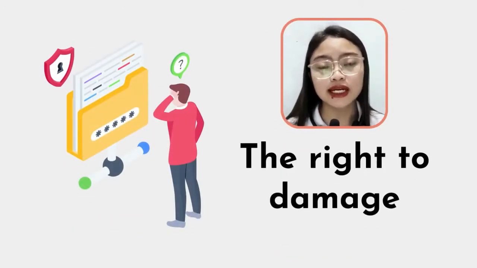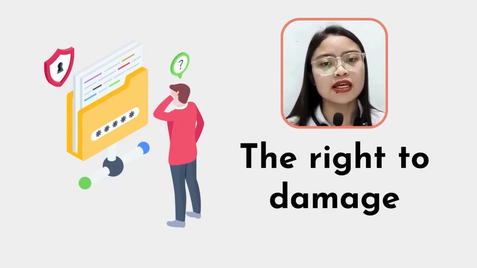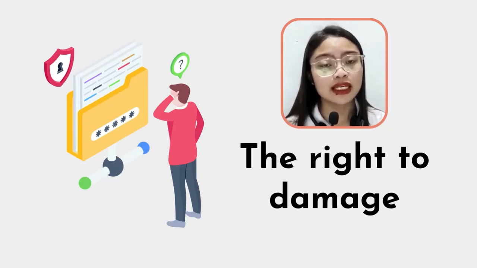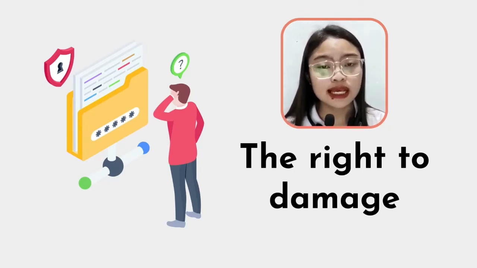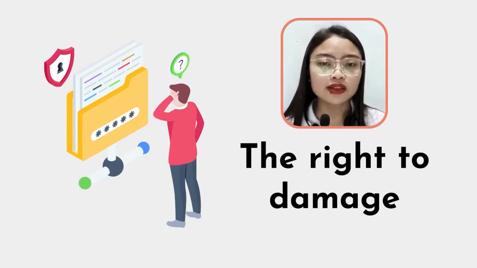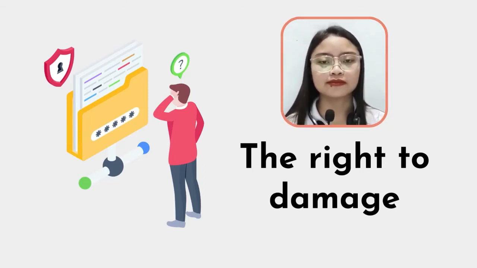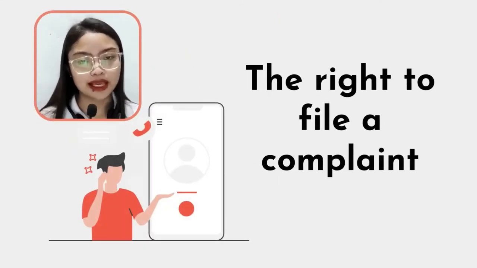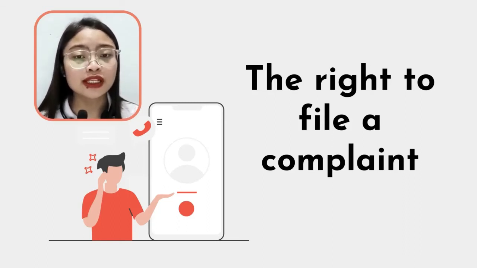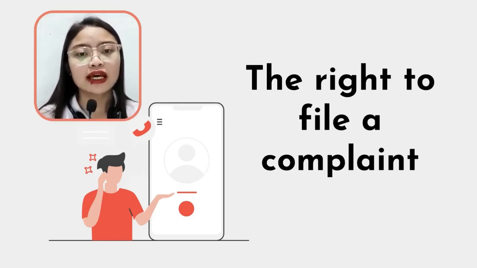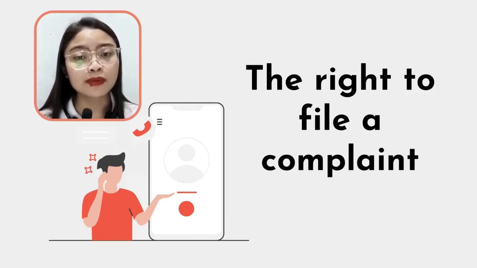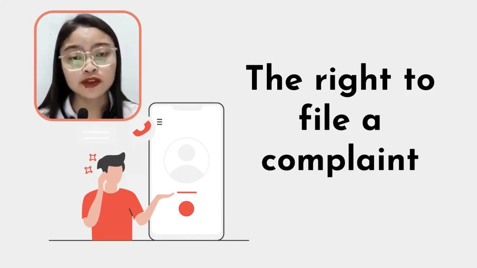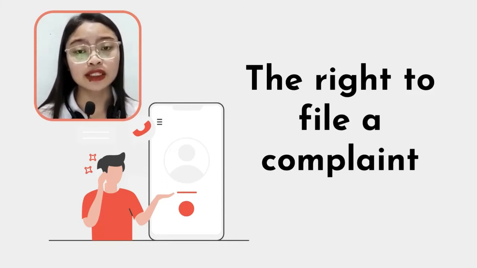Next, the right to damages. What is this? You may claim compensation if you suffered damages due to inaccurate, incomplete, outdated, false, unlawfully obtained, or unauthorized use of your personal data. Next is your right to file a complaint. If you feel that your personal information has been misused, maliciously disclosed, or improperly disposed of, you have the right to complain to that organization that is using your information.